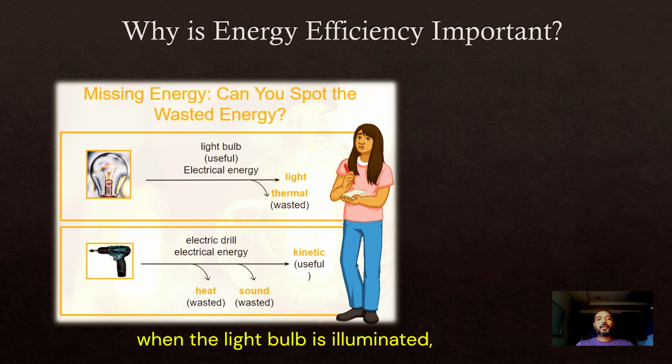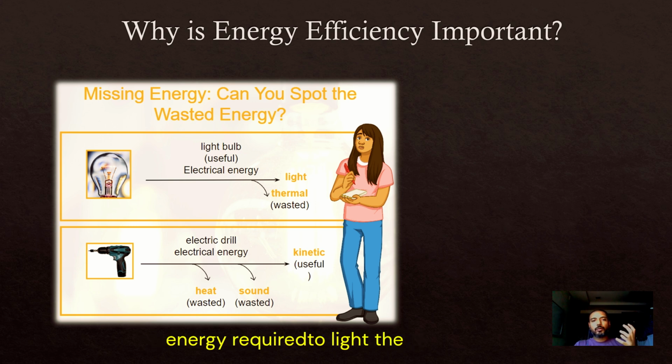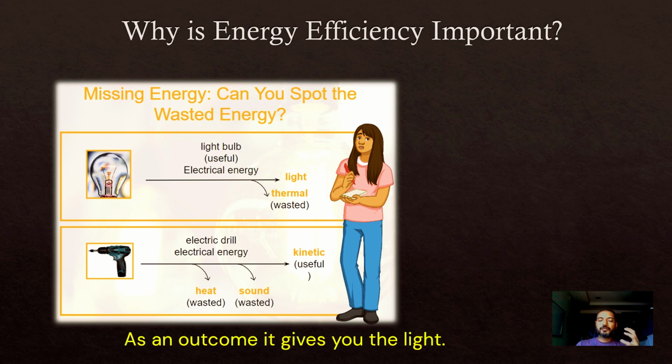Now when the light bulb is illuminated, it consumes electrical energy. Okay, without that the light will not be emitted from the bulb, so it requires electrical energy. So let's say the amount of electrical energy required to light the bulb is our input, right? And what is the output? As an outcome, it gives you the light.